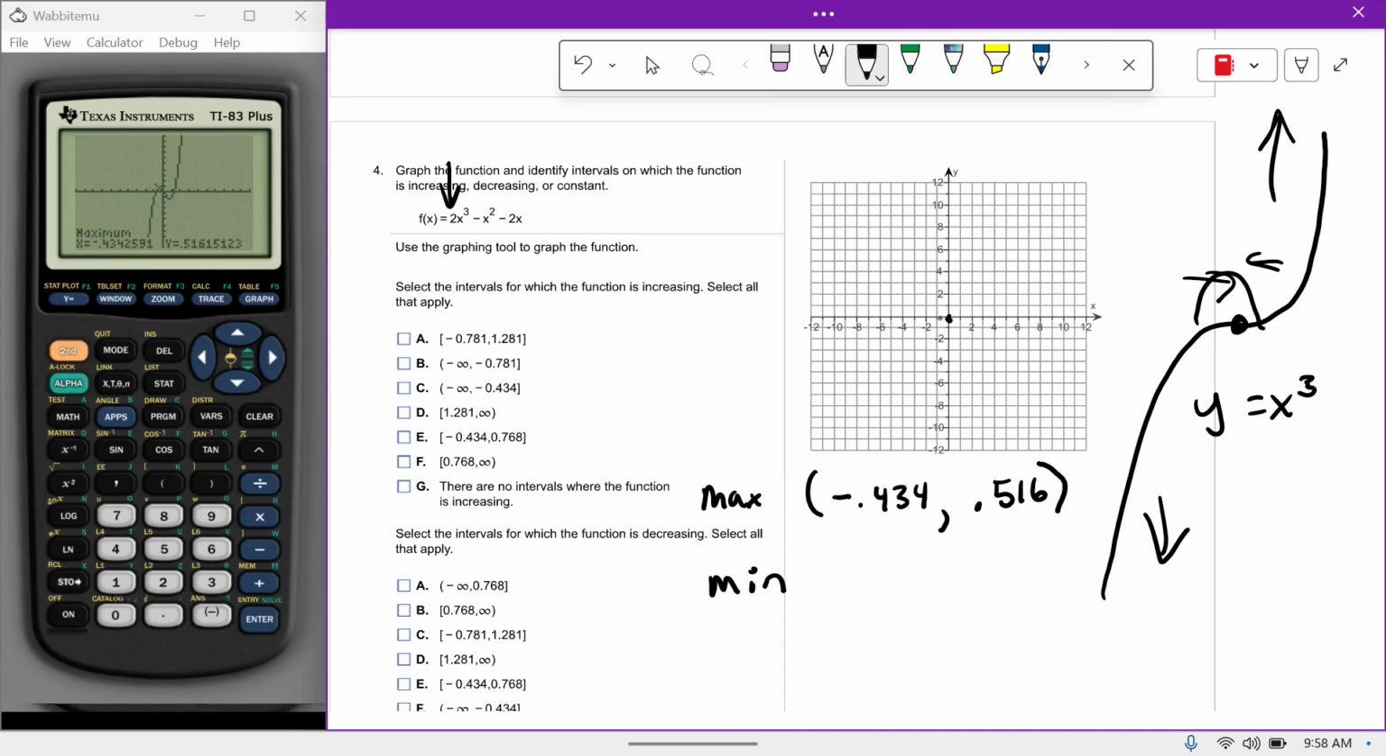So 0.43, negative 0.434, 0.516. So it barely goes like that. And then it goes down again. It goes like this. So let's find out where this minimum point is.